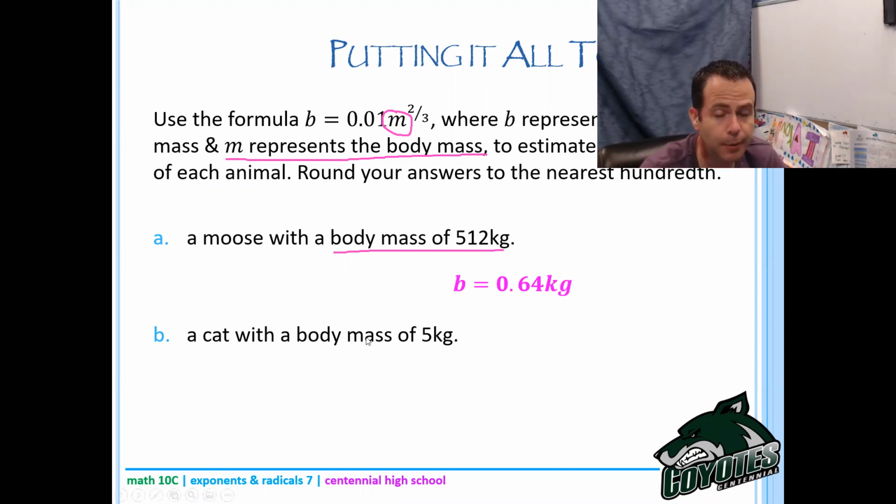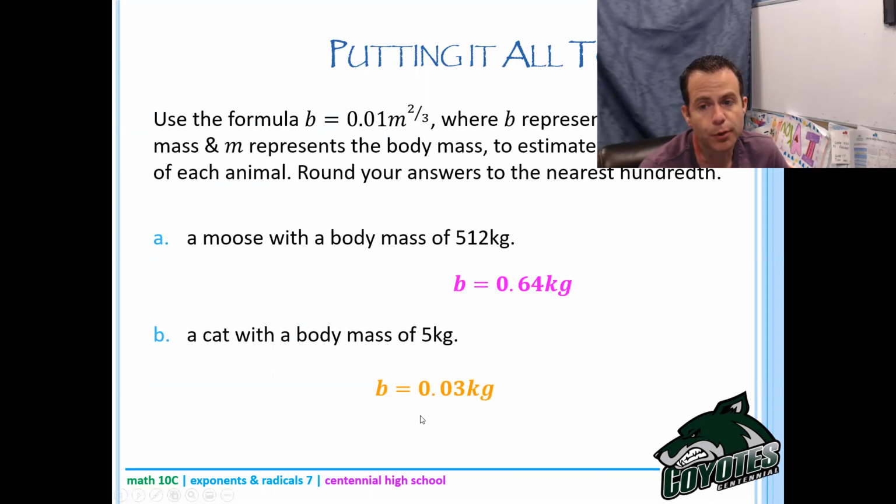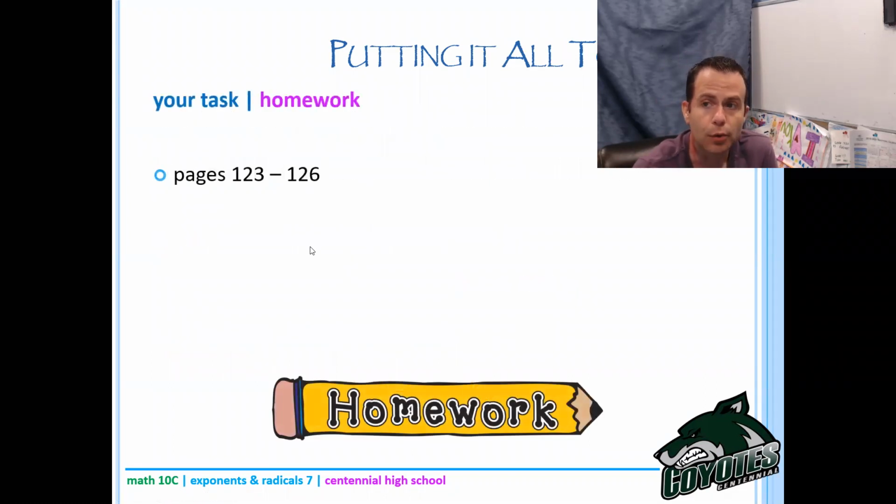A cat with a body mass of 5 kilograms, so it's still an m value, so we're doing the exact same thing, except instead of having typed 512, you're going to type 5, so you should get 0.03 kilograms. Okay, so now you're going to work through your review.